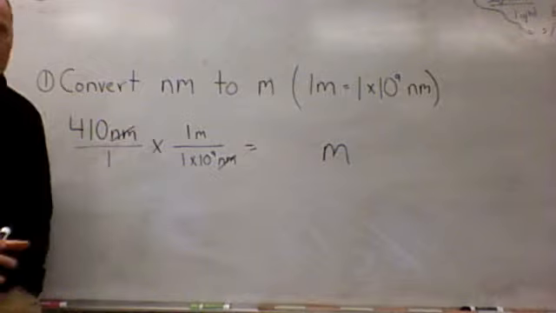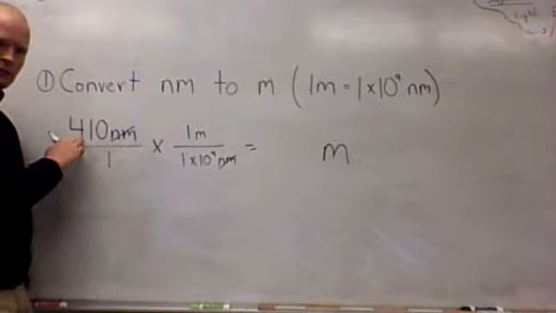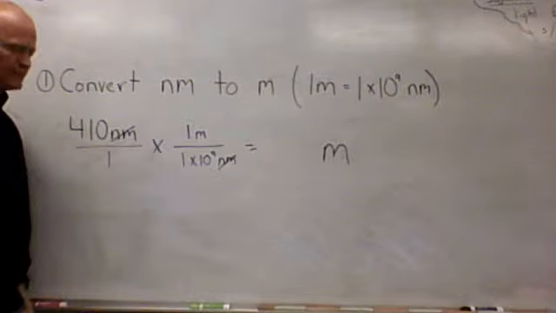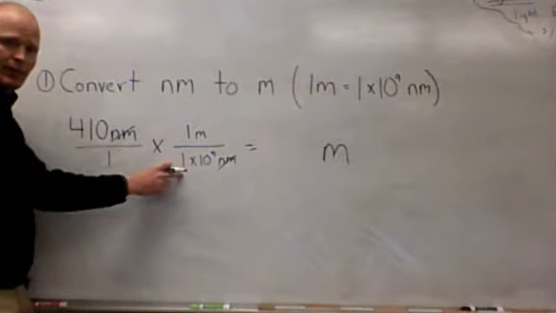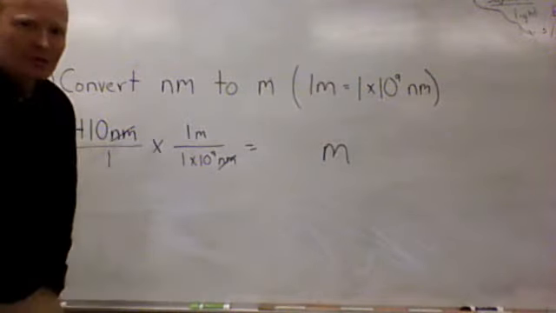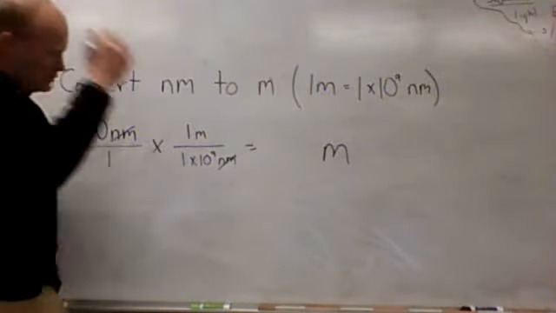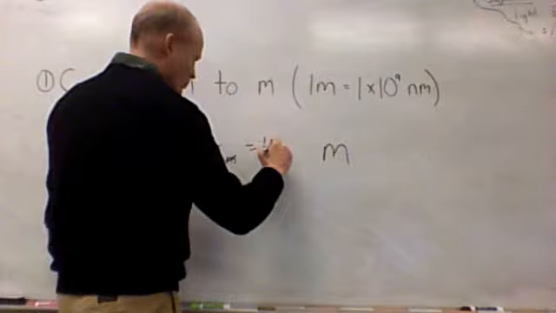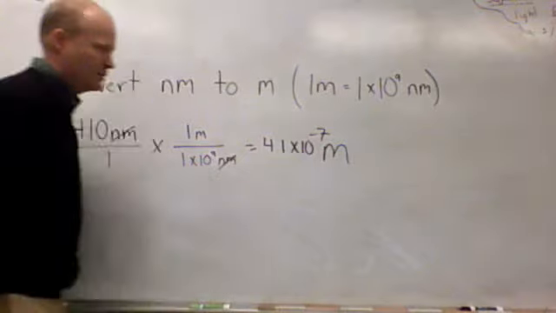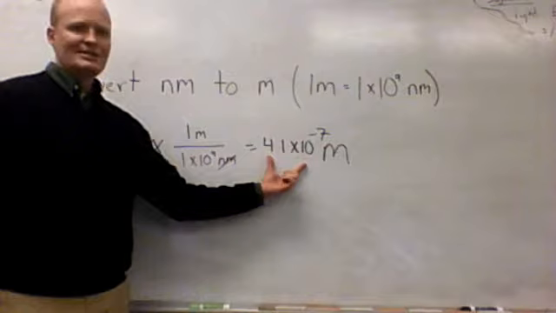Now we're left with just the numbers, and you may use a calculator to help you do this. You have 410. You're going to multiply that by 1. So that's obviously 410. Then you need to divide by what's on bottom, which is 1 times 10 to the 9, or 1 billion. So 410 divided by 1 billion. When you complete that calculation, you'll end up with 4.1 times 10 to the minus 7 meters. And that's a small number, 4.1 times 10 to the minus 7.